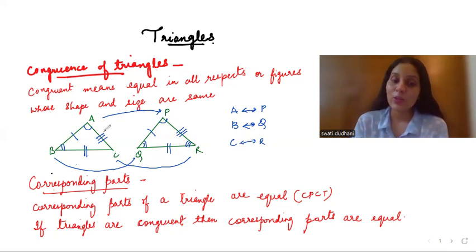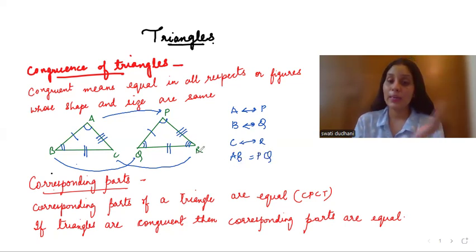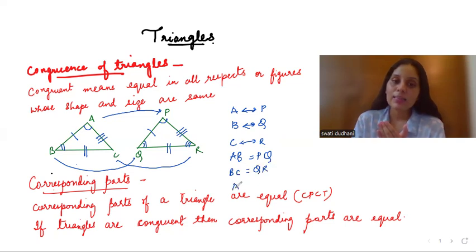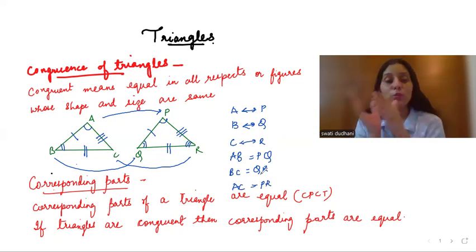Likewise, for the sides also we have AB falls on PQ. So AB and PQ are corresponding. Base BC falls on QR and AC falls on PR. So these are corresponding angles and sides. When you superimpose one onto the other, wherever it falls, they are correspondingly equal.